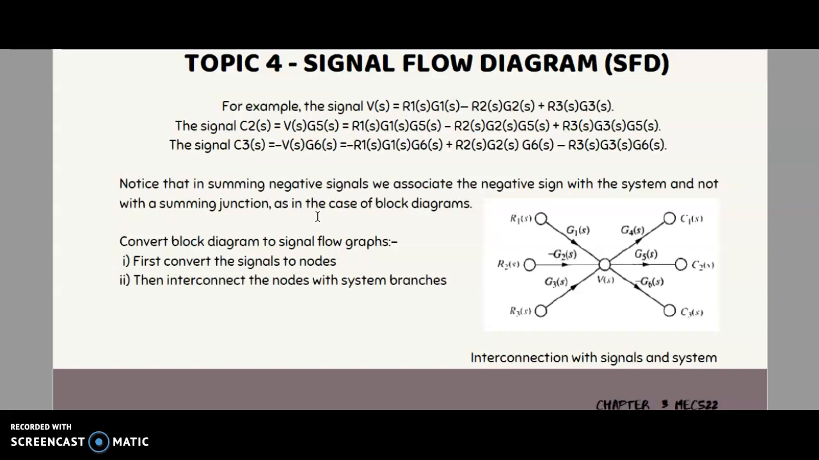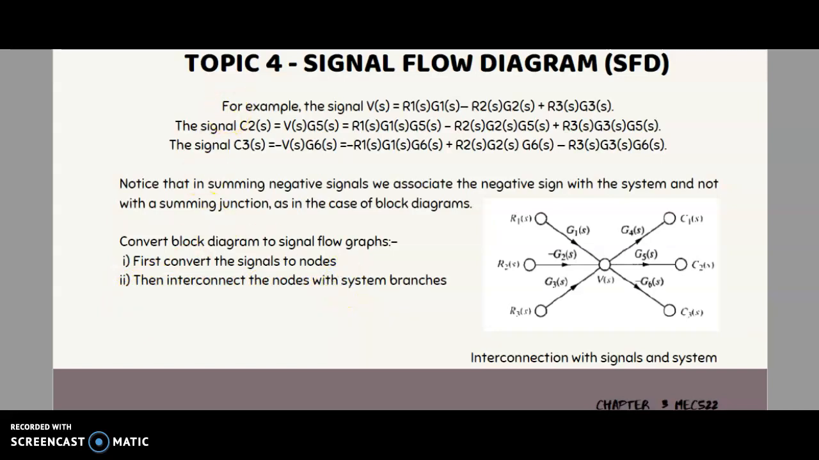Okay, so now how do you convert a block diagram to a signal flow? Basically the idea is first convert the signal to a node. You kena tahu input dengan output, and then you convert input and output to the nodes. After you convert to nodes, you can connect them. Then you interconnect the nodes with the system branch.